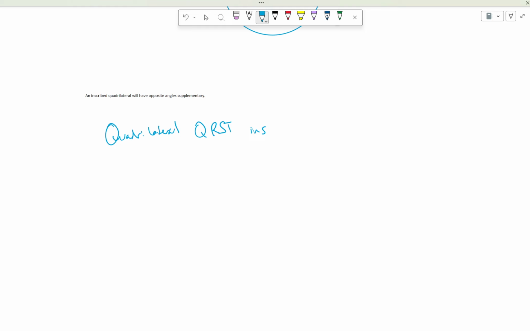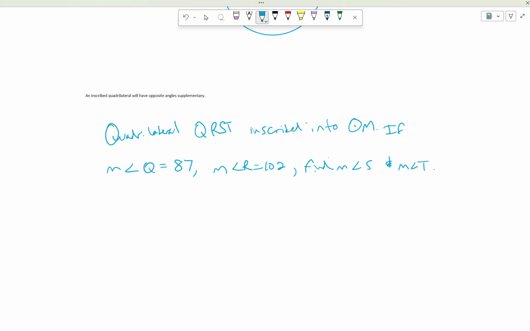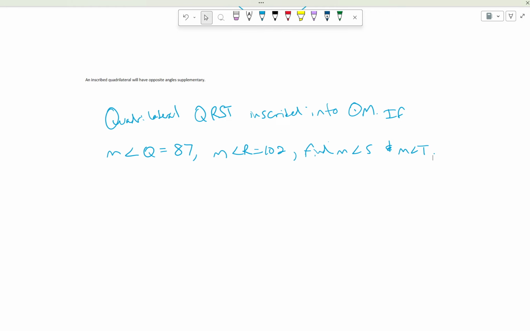And it's inscribed into circle M. So if the measure of angle Q is equal to 87 and the measure of angle R is equal to 102, we're going to find the measure of angle S and angle T. And here's how we do it, okay? It has to do with this.